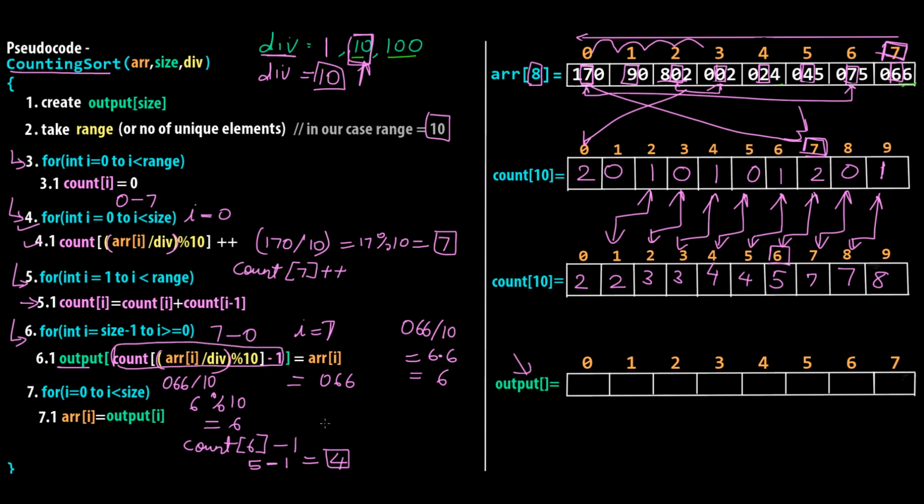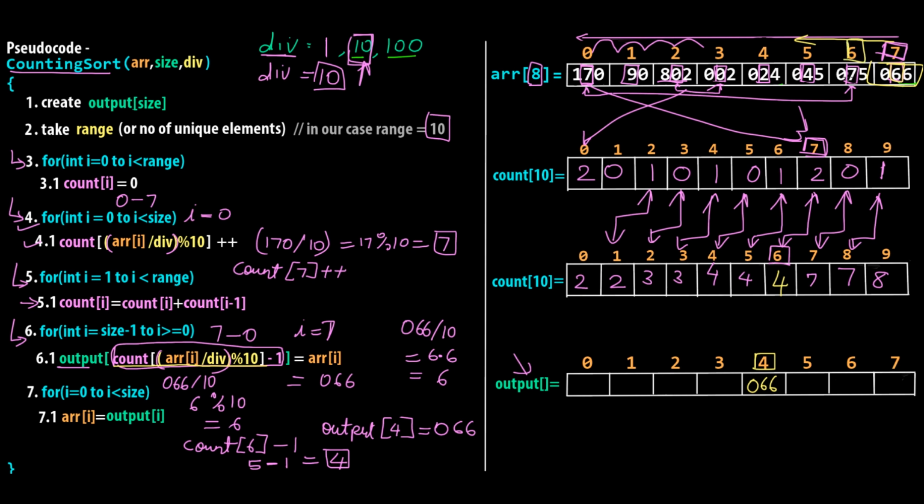So at the position output of 4 is where we want to store ARR of i, that is ARR of 7, that is 066. So this count also first becomes less, that is count of 6 is 5 only, right? So it becomes 4. Let me just use another color. It becomes 4. And output of 4 is where we have to store this 066. So I'll enter 066 over here. Okay. So again, this expression helps us get that particular digit. So in 066, we got the 6 as a digit.